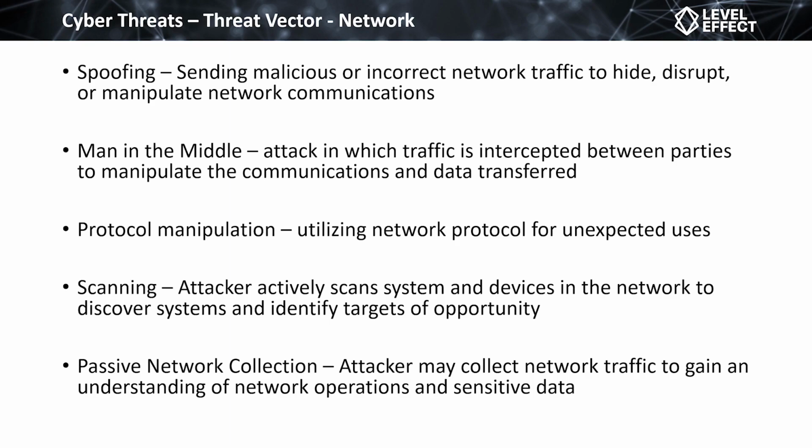Some common attack vectors for the network are spoofing. This involves sending malicious or incorrect network traffic. This is trying to manipulate systems. We can use this to hide things. We can tunnel data through a non-standard protocol. We can disrupt the operability of a system, and we can manipulate network communications.